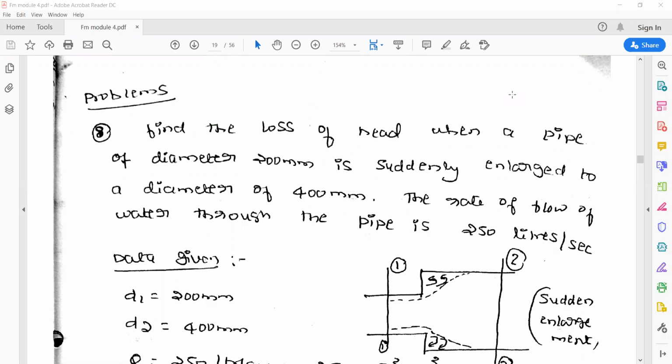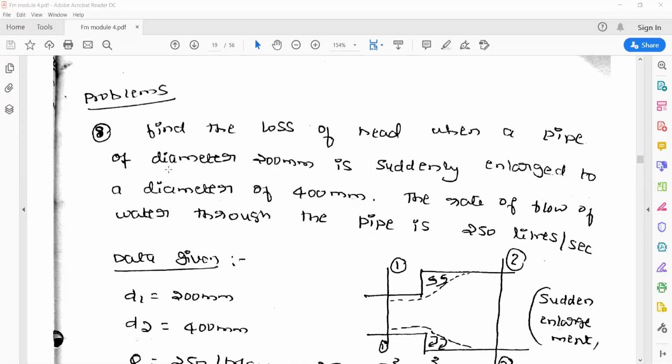As we have already discussed, minor loss is due to sudden enlargement in the pipe, sudden contraction in the pipe, due to pipe fittings, or due to bending in the pipe, right? At the entrance of the pipe there will be some losses, and at the exit of the pipe there will be some losses. So all this comes under minor losses. Related to minor losses, we can solve some numericals.